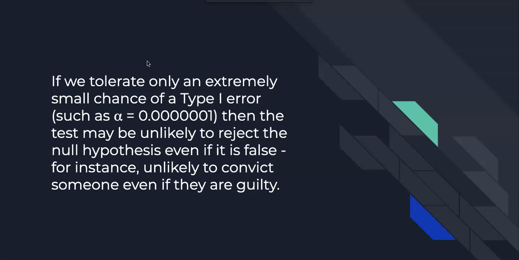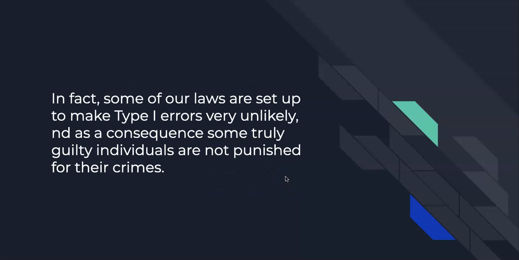Okay. If we tolerate only an extremely small chance of type 1 error, such as making that alpha level so small that it is very, very difficult to reject the null, then the test may be unlikely to reject the null hypothesis even if it is false. For instance, it's unlikely to convict someone even if they are guilty. In fact, some of our laws are set up to make type 1 errors very unlikely.